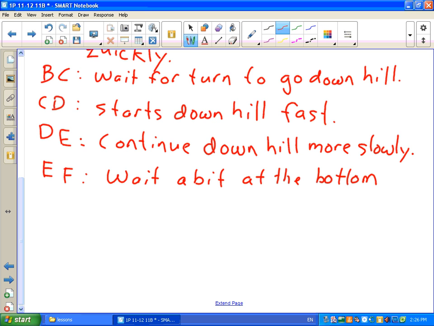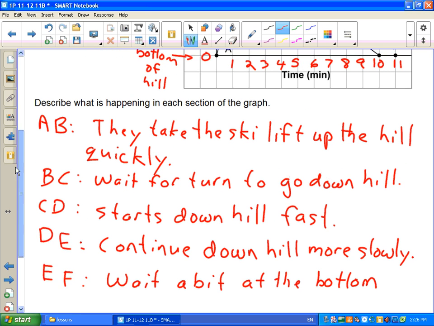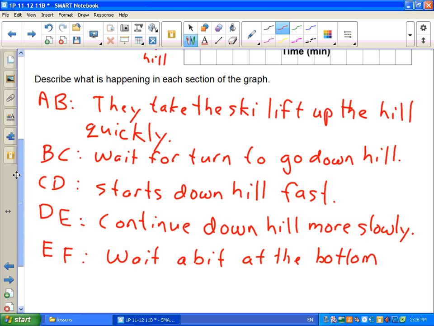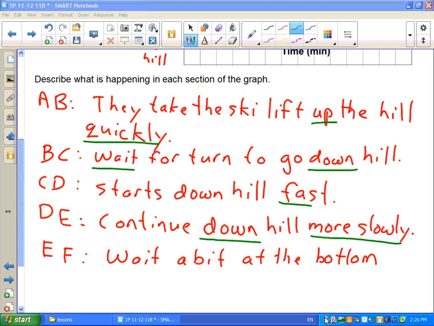Okay? So there you go. You want to make sure that you talk about every section of the graph. So every one of those lines in this graph, you want to write at least one sentence for each of these. You want to have some information in there about speed. So you want to talk about where they're going quickly or fast or more slowly. And you want to talk about direction. Are they going up? Are they going down? Or are they not moving at all? Those are all the things that you want to have in a good answer to this kind of question.